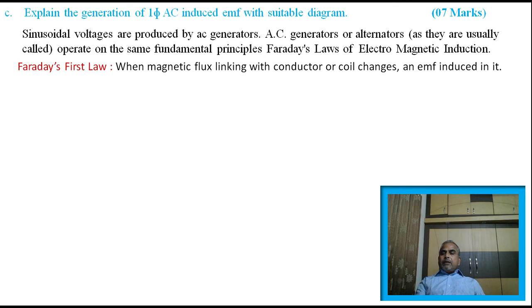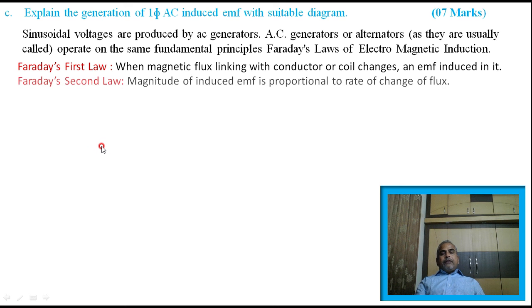It is one way of stating Faraday's law. In other words, the reverse is also true. When the conductor cuts the magnetic flux, there is an induced voltage. That is Faraday's first law, put in another way. Then Faraday's second law gives the magnitude of induced voltage, which is given by the rate of change of flux.